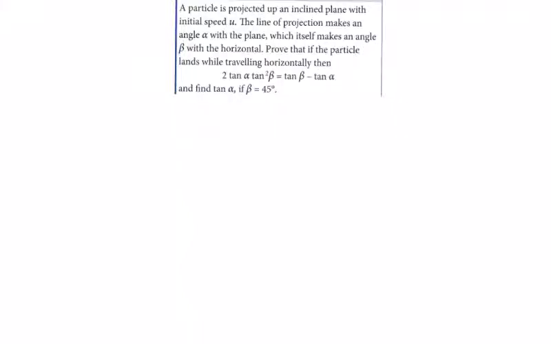In this example, we have a particle projected up an inclined plane with its initial speed u. The line of projection makes an angle of alpha with the plane and an angle of beta with the horizontal. And we're asked to prove that if the particle lands traveling horizontally, then 2 tan A tan squared B is equal to tan B minus tan A.